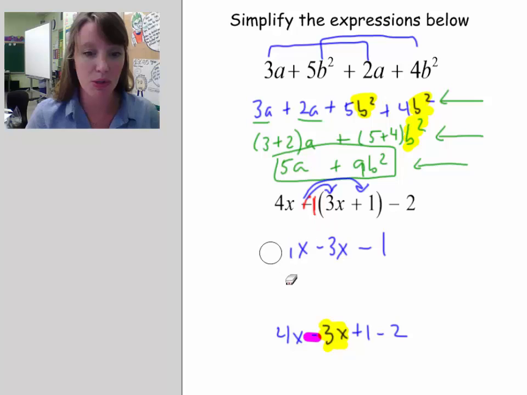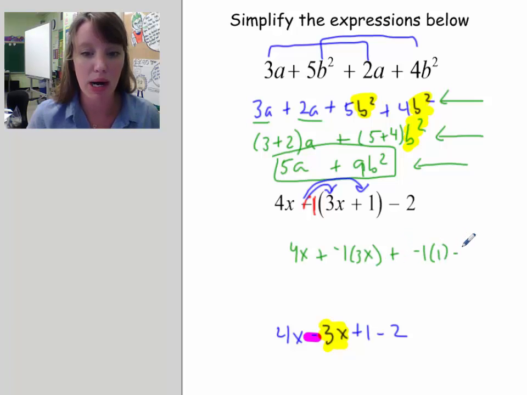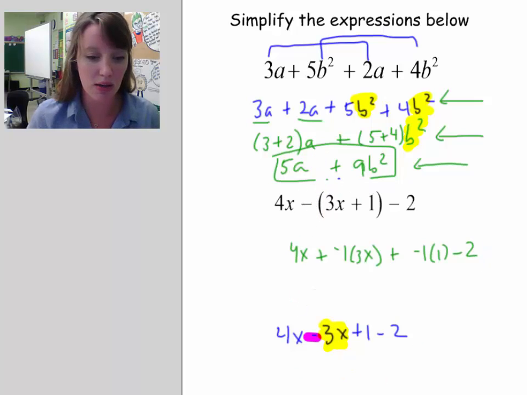Let me write this here so it's a little bit easier to understand. You're taking the 4x and you're adding negative 1 times 3x plus negative 1 times 1 minus 2. So where did the negative 1 come from? Well, if you're subtracting, I can think of this as adding a negative 1 times everything that's in here. So I'm distributing a negative 1 into both of these terms. The addition in between came from the addition right there, and this addition here came from this one.